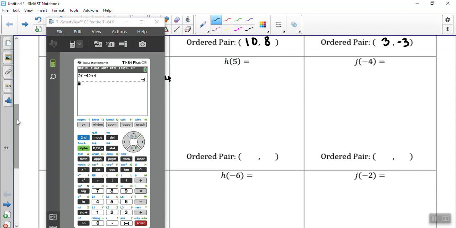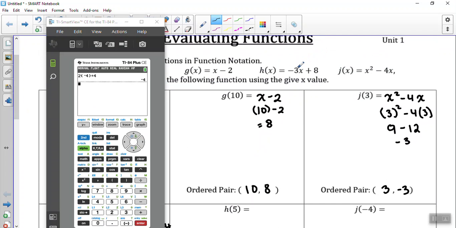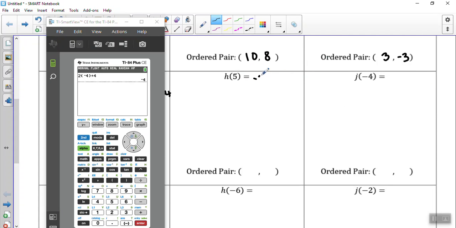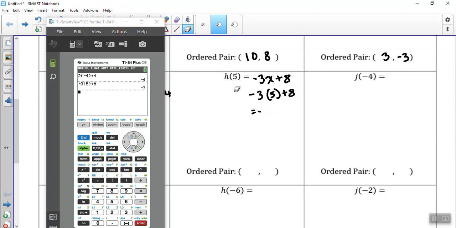H of 5, I'm just calling the h function, which is negative 3x plus 8. Let me just write that down here. Negative 3x plus 8. And then I'm going to plug in my x. So this is negative 3, parentheses, my x here is 5. From this point on, I'm just going to plug it into my calculator and then get my output, which is equal to negative 7.